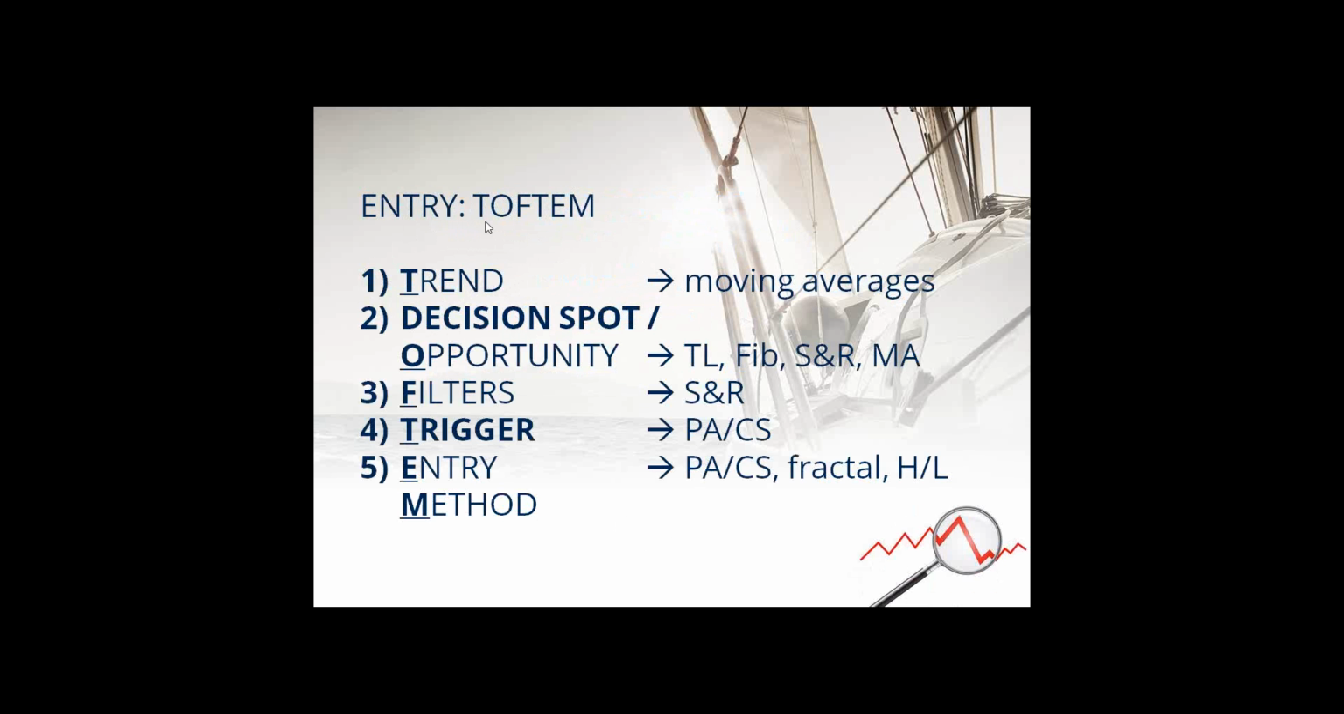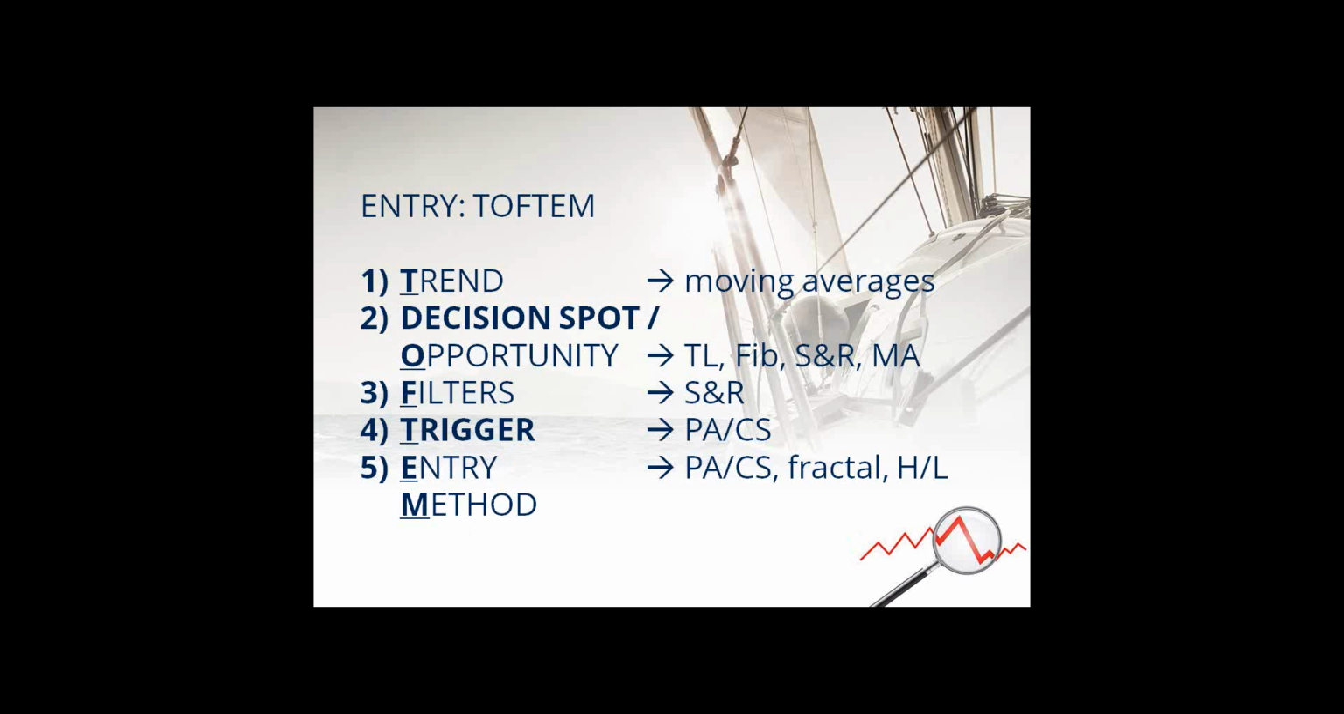Sorry about that. Entry. So when I use tools and indicators, I look at trend, I look at decision spot, I use filters, trigger, and entry method. The trend, I try to get a feeling for the structure of the market. Decision spot, I use trend lines, fibs, support and resistance, moving averages. Filters, mostly support and resistance, or divergence, I forgot it. Sorry. Trigger, price action candlesticks. Entry, price action candlesticks, fractals, and highs and lows.